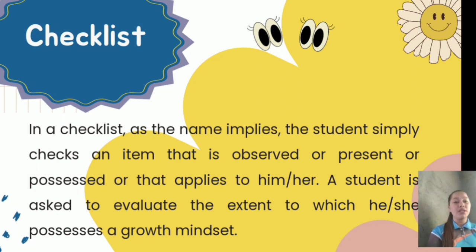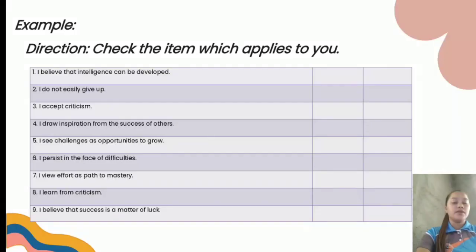In elementary, when we teach, we put it in a table. And there are questions here, for example, do you have a dog in your house? So check yes if you have, and check no if you don't. So that is the checklist. Next, let's have an example. Direction: check the item which applies to you. So there is a table here, divided into 3. The first is the sentences that we will identify, the next column is for yes, and the next is for no.